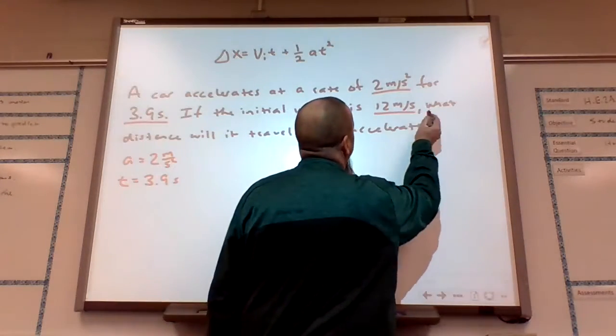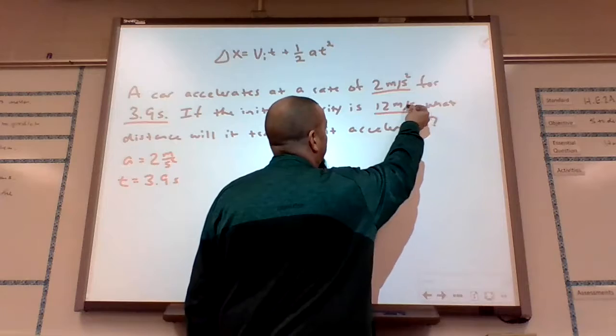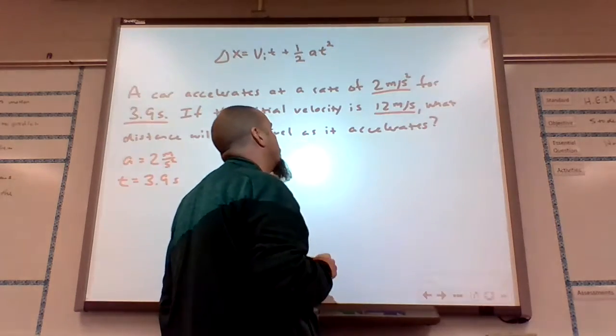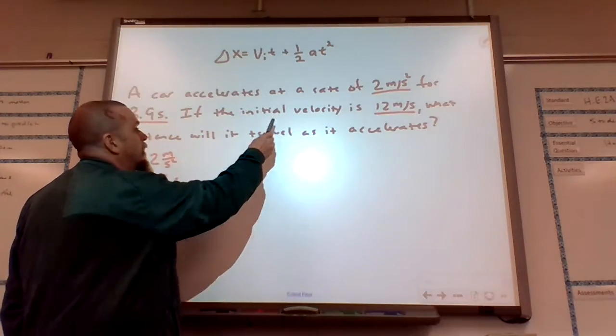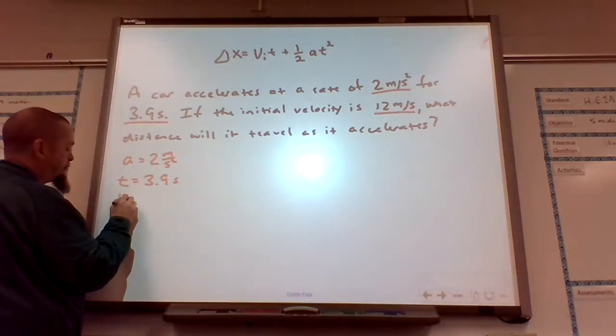And I have 12 meters per second. Meters per second, without the squared unit, we know that's a velocity or speed, and it tells us specifically its initial velocity.